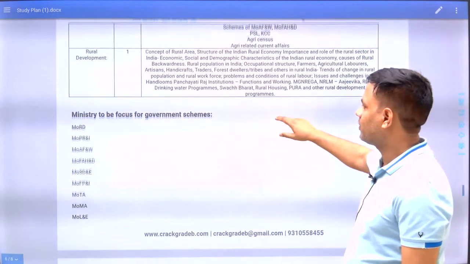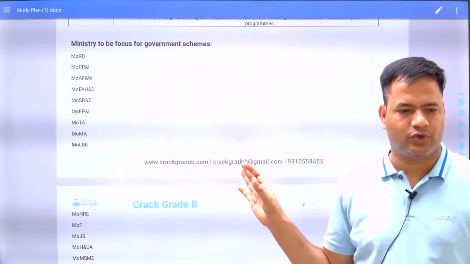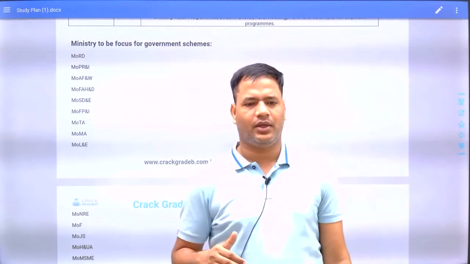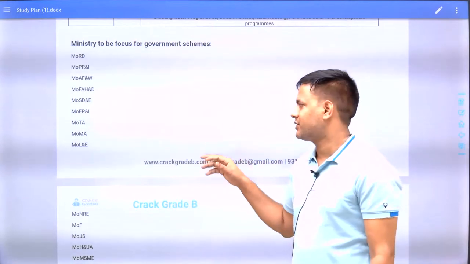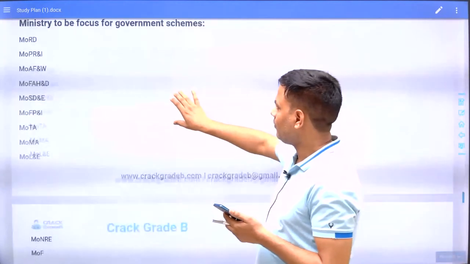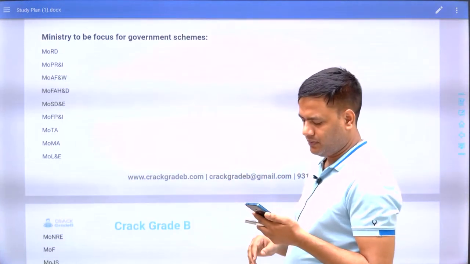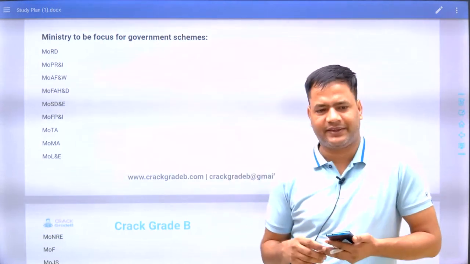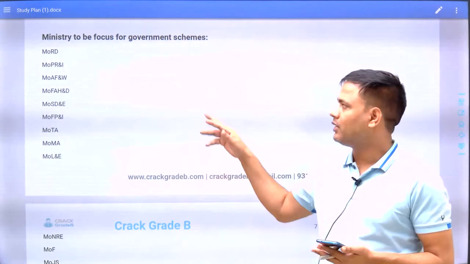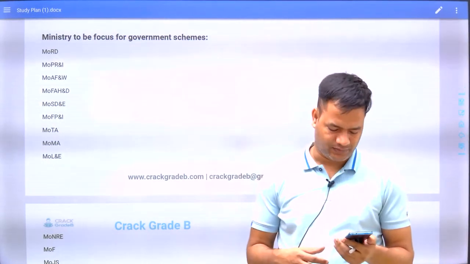Yeah, so the ministries to be focused on for government schemes: maximum questions will be asked from these ministries. So don't go for all the schemes or all the ministries for ESI and ARD preparation. For the Ministry of Rural Development, you have to focus on the very important flagship schemes. Next, the Ministry of Panchayati Raj and Institutions, and the list of important schemes is here. Like the Ministry of Rural Development, what are the flagship schemes under it? Anyone can comment?